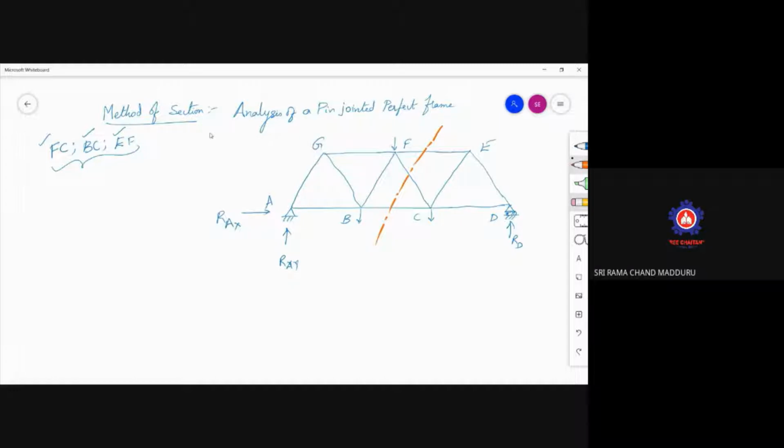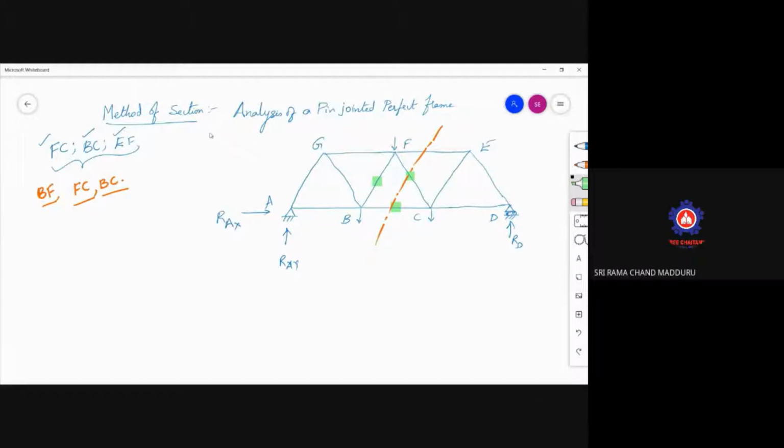Another question comes. For example, instead of FC, BC, EF, suppose I want to know other forces. In this, BF is the force that is to be calculated, FC is another force to be calculated, BC is one more force to be calculated. So how to consider a section? Remember, when you consider a section, we will understand what are the members to be calculated. BF is one member, BC is one member, FC is one member, three members are there.